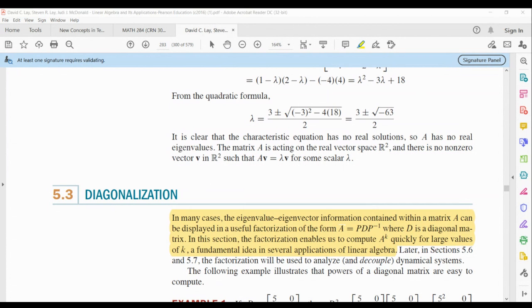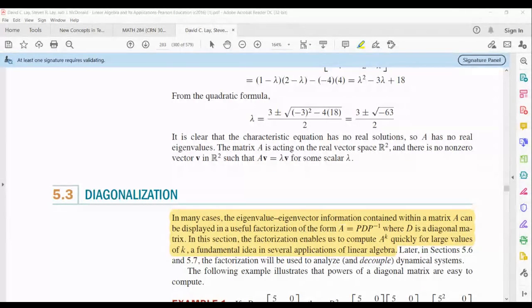of the form A equals P, a matrix P, times a matrix D times the inverse of P, where D is a diagonal matrix. Okay, a diagonal matrix would be a matrix that only has values along the diagonal, but off of the diagonal you have zeros.